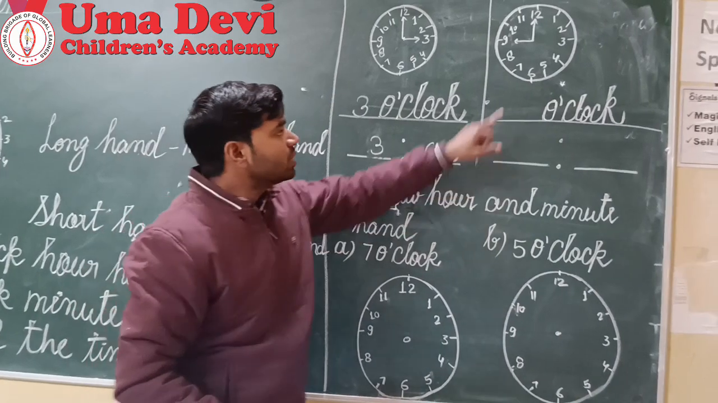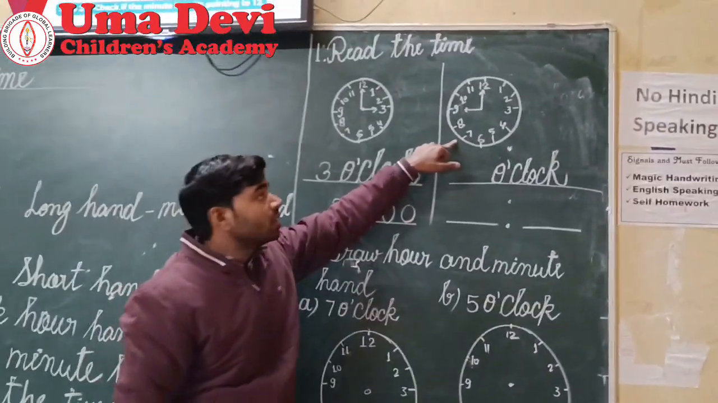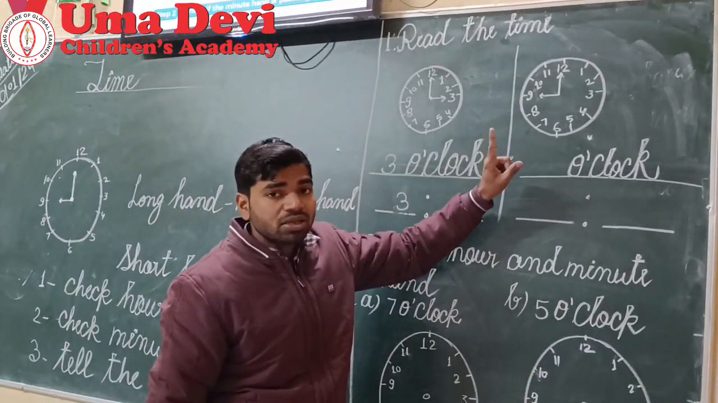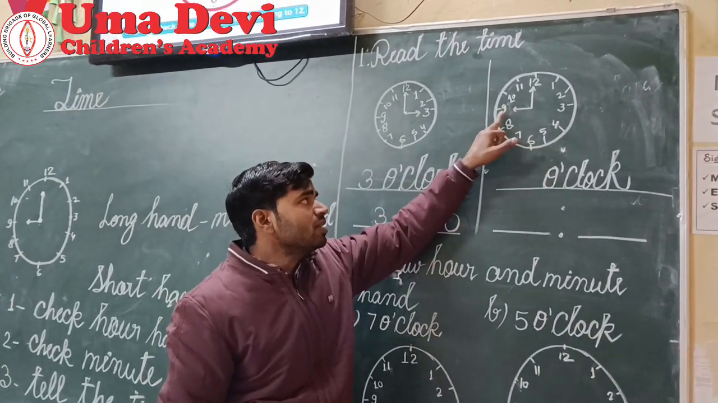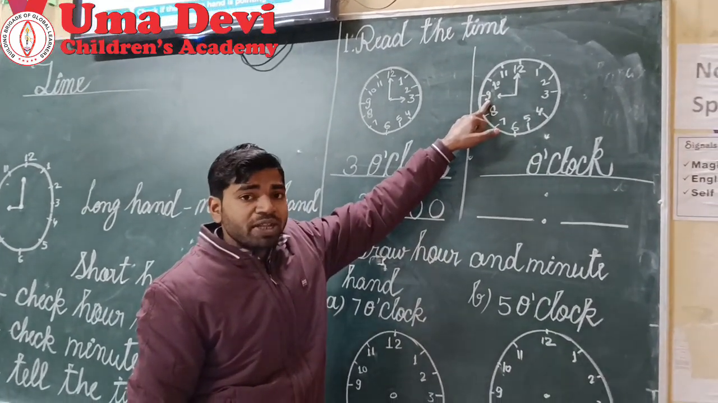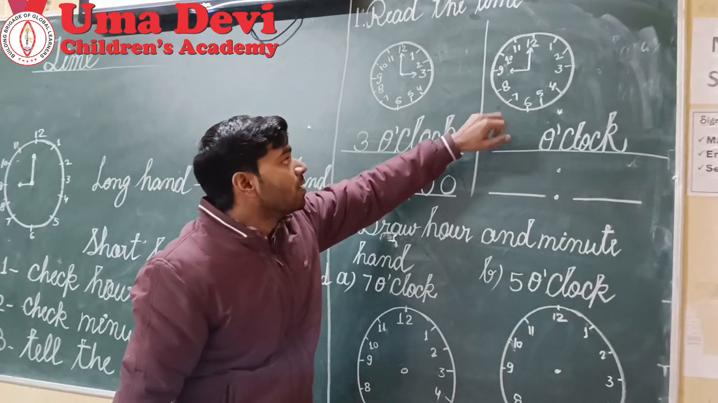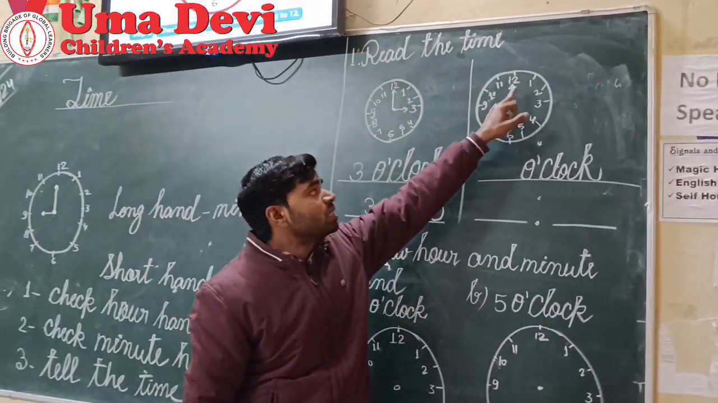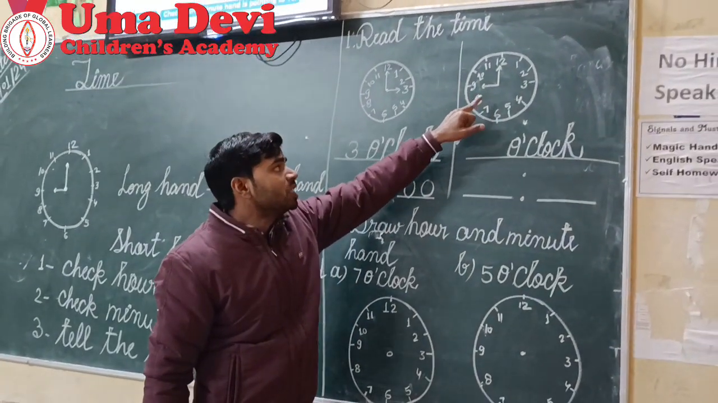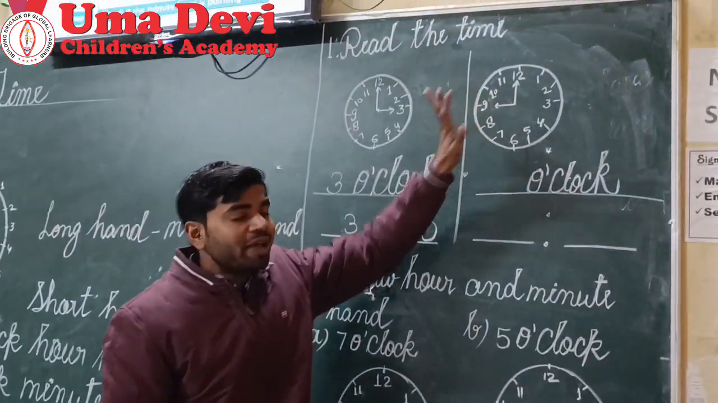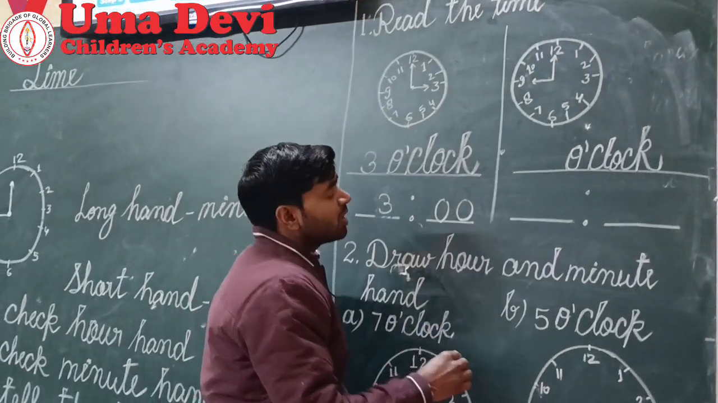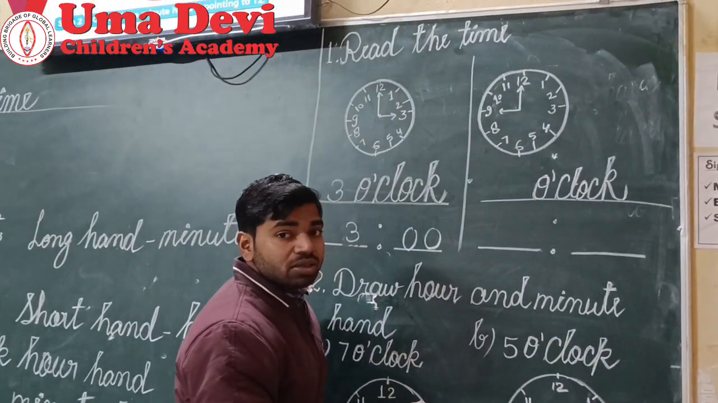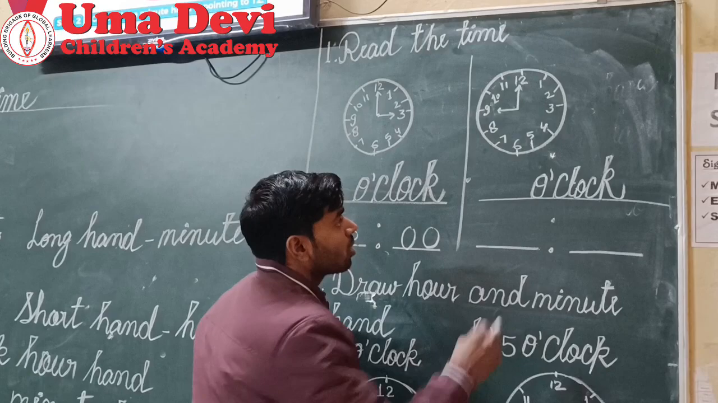Okay. Look at this. Now tell me the time. First we will check the hour hand. Where is the hour hand? The hour hand is pointing to 9. And the second step is we will check the minute hand. Where is the minute hand? The minute hand is pointing to 12. Right? So now tell me the time. The time will be 9 o'clock.